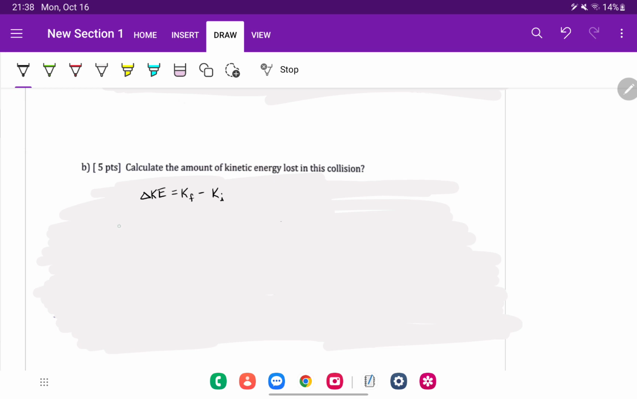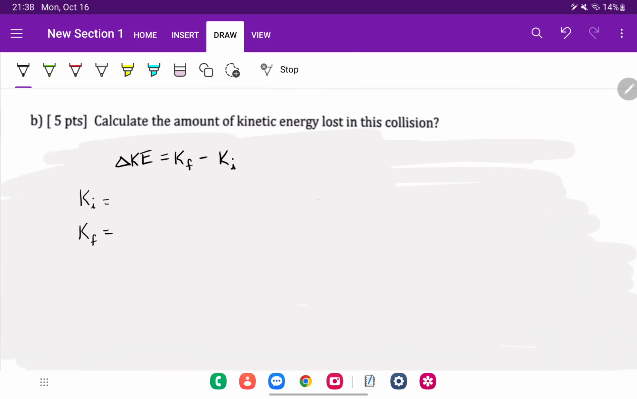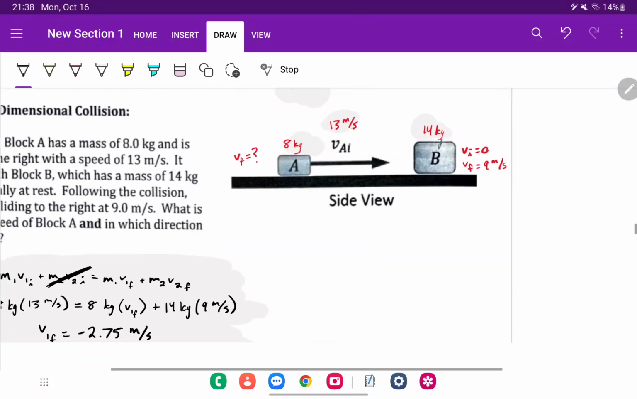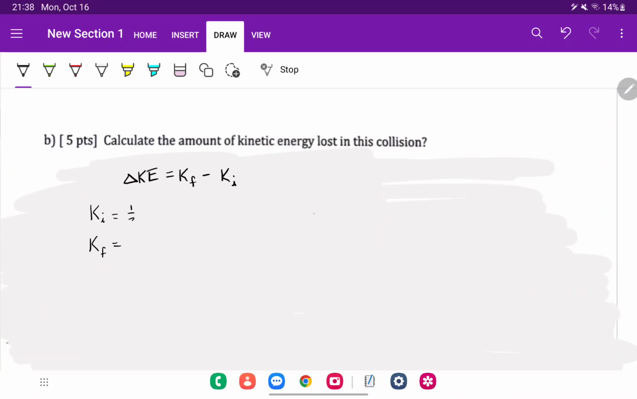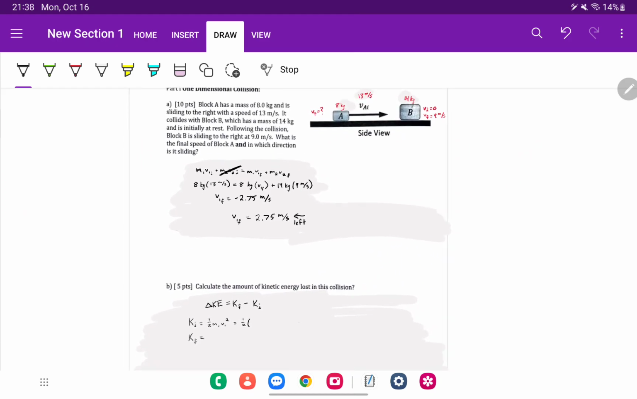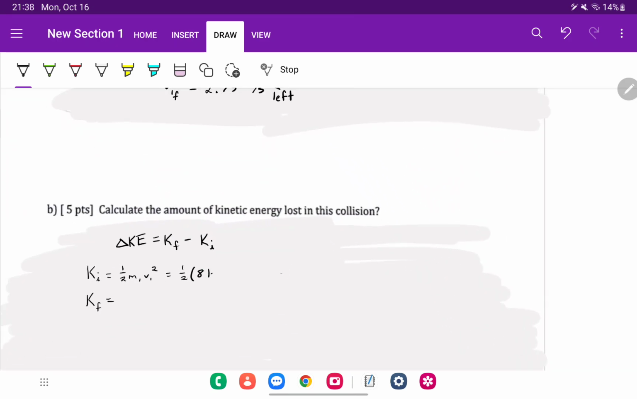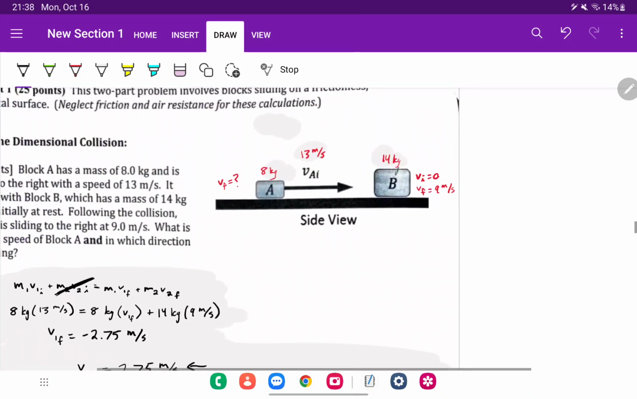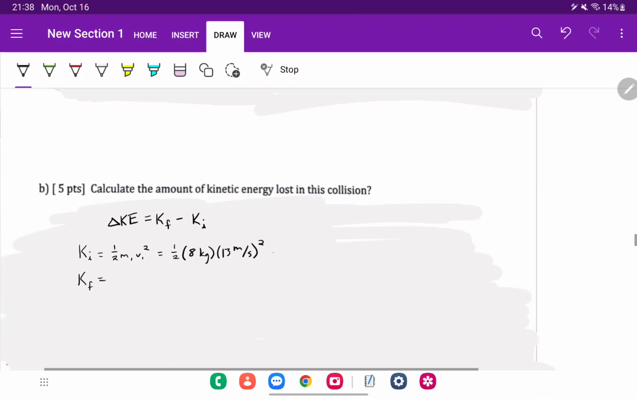To make this not super crazy looking, it's probably easier to calculate them separately and then subtract them at the end. Our K initial: the only thing that was moving to start with was our block A, so we're only going to have one term here. We're going to have 1/2 m1 v1 squared, which is equal to 1/2 times 8 kilograms times 13 meters per second squared. That was our only kinetic energy because our block B started from rest.